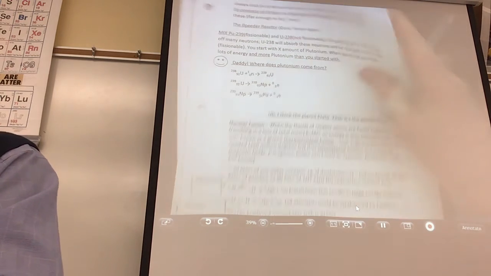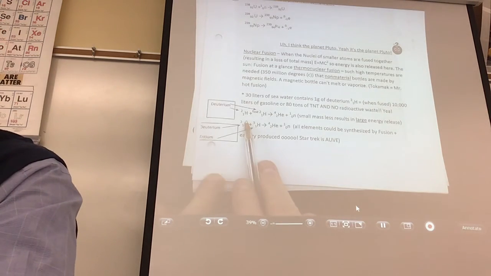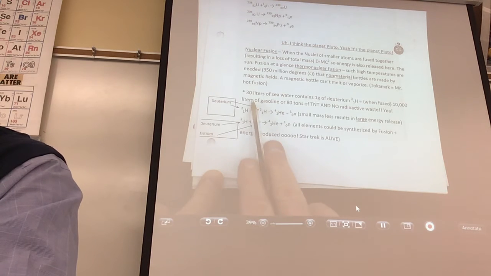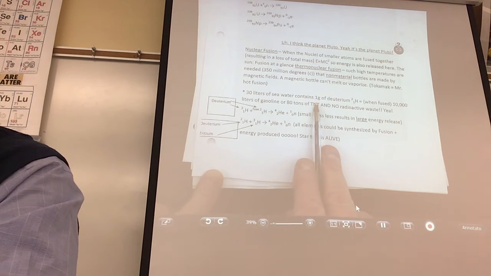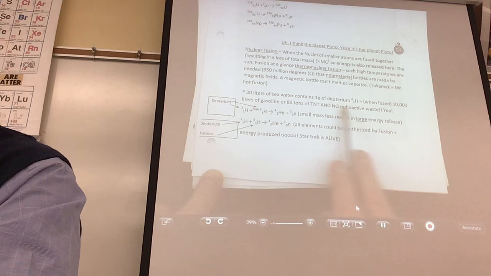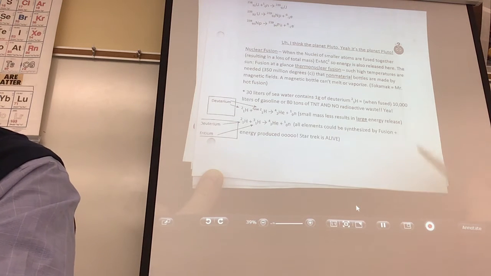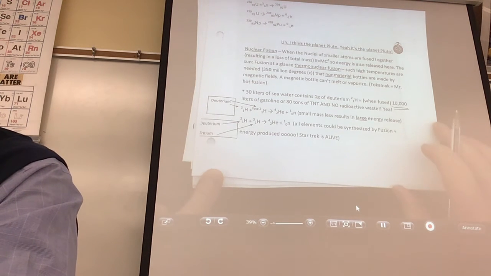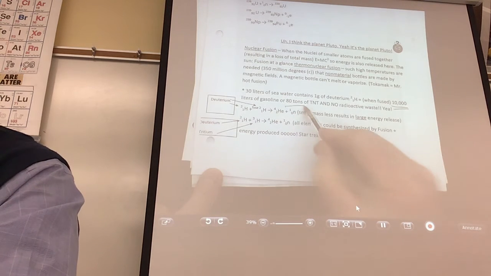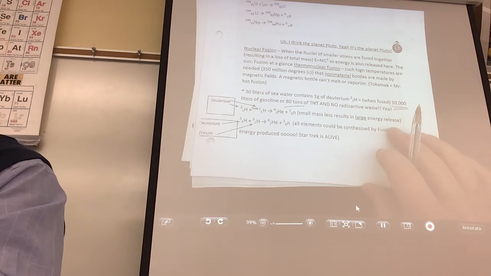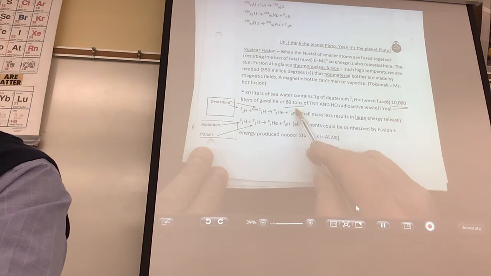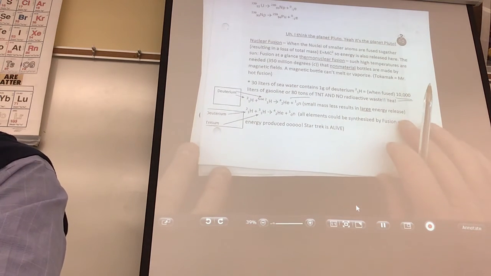Let's go with fusion here and see if you can understand this equation. Oh, by the way, it says 30 liters of seawater. That's not very much, 30 liters. It has 1 gram of deuterium, and if you were to fuse it, it'd be equal to 10,000 liters of gasoline or 80 tons of TNT. That's like 30 liters of water has enough deuterium that you could have a fusion reaction equal to that much energy. So there's a huge amount of energy in fusion.